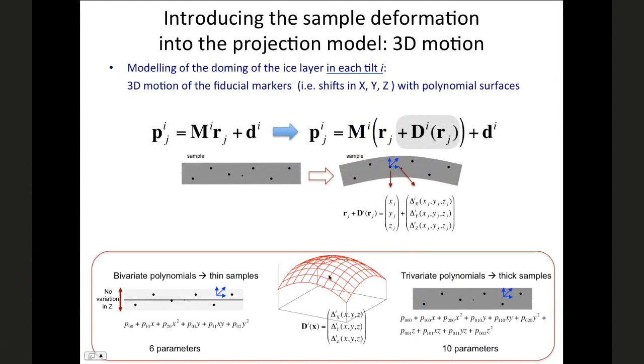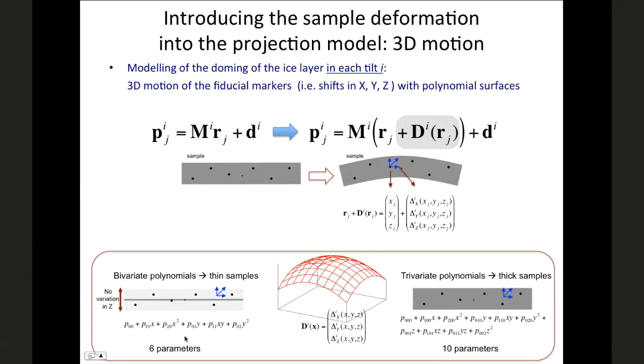These polynomials are quadratic to resemble the sample dome. And here we have two options. For thin samples, it's likely that we can ignore the variation of the motion from top to bottom because they are thin samples. So in this case, we could perhaps use bivariate polynomials, depending only on x and y. However, for thick samples, it is likely that the variation of the motion from top to bottom of the sample may be significant, and here we need trivariate polynomials depending on x, y, and z.